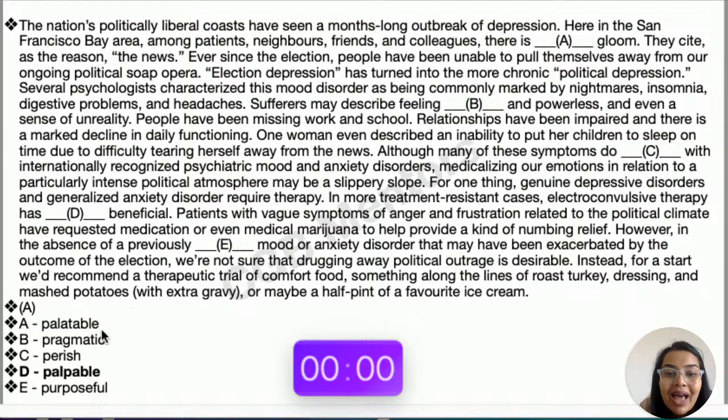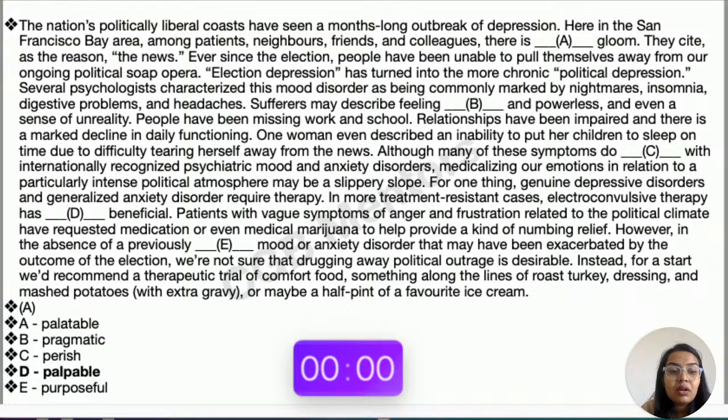Anything which is palatable relates to our palate. That means it's tasty, our taste buds will like it. So it could be something edible, drinkable, and we would like to have it. Pragmatic is said for being practical.